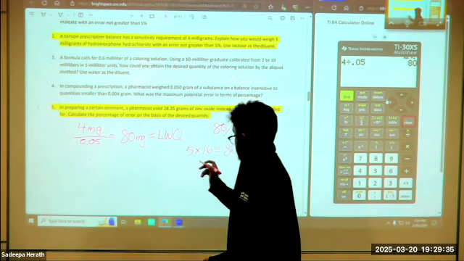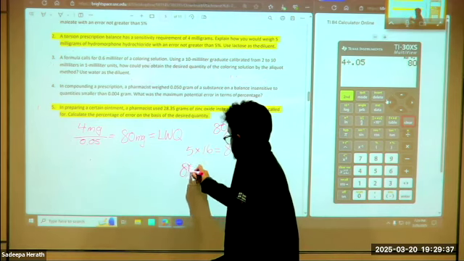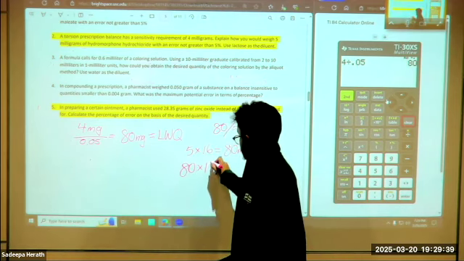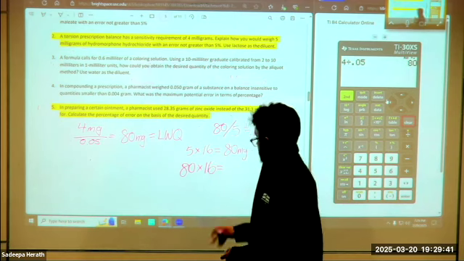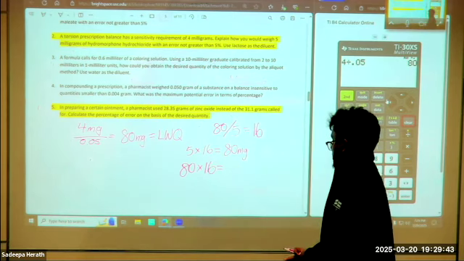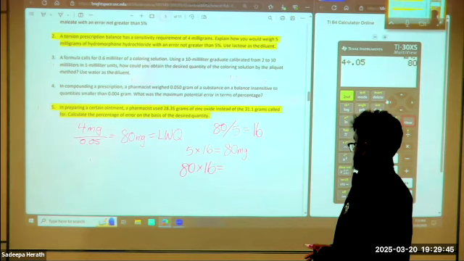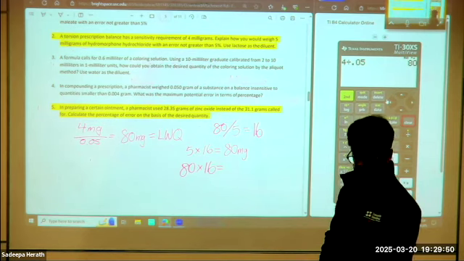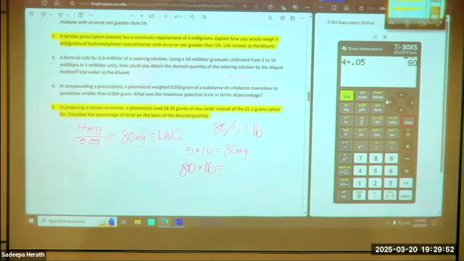So we need to multiply 80 times 16. 80 times 16, 8 times 6 is 48, 8 times 1... 1,280. Let's check that out. 80 times 16. About that. Cool.